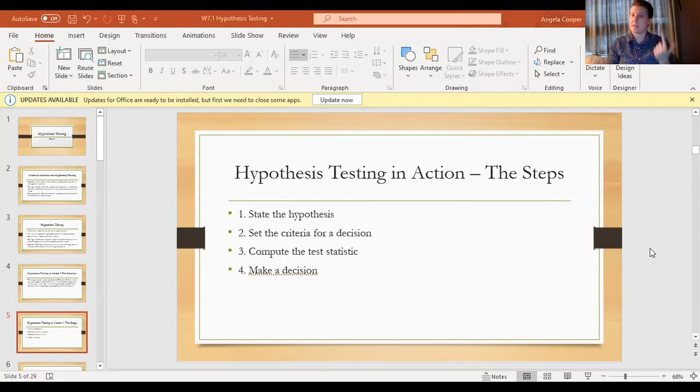We're going to set the criteria for a decision. So that's where we're going to have a level of significance. We're going to compute the test statistic. This part is going to change for every test we use.